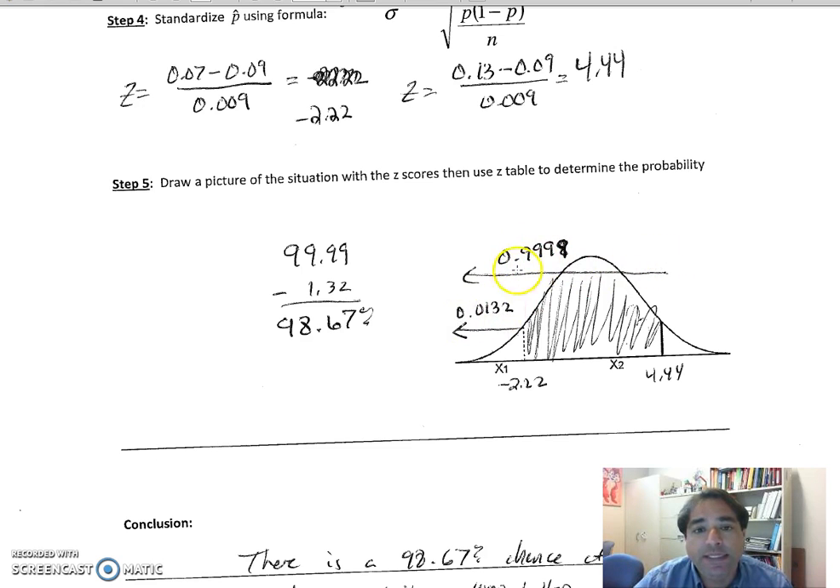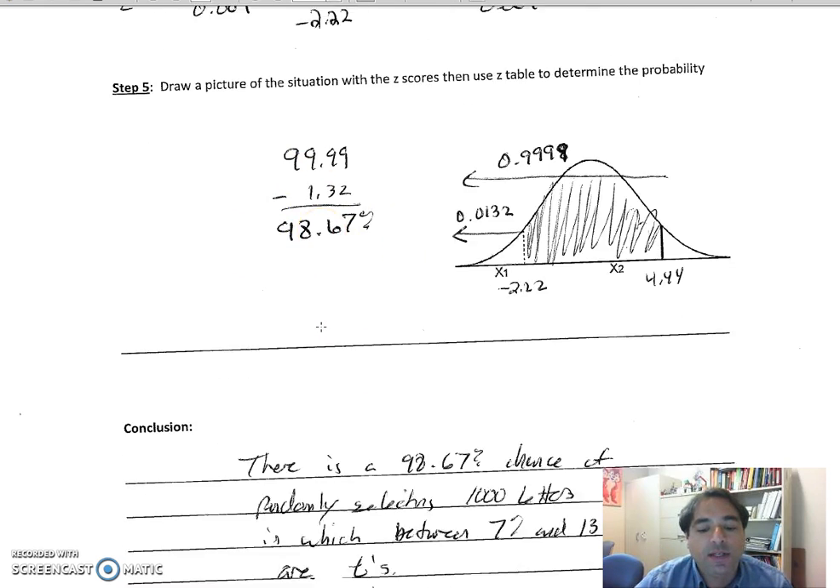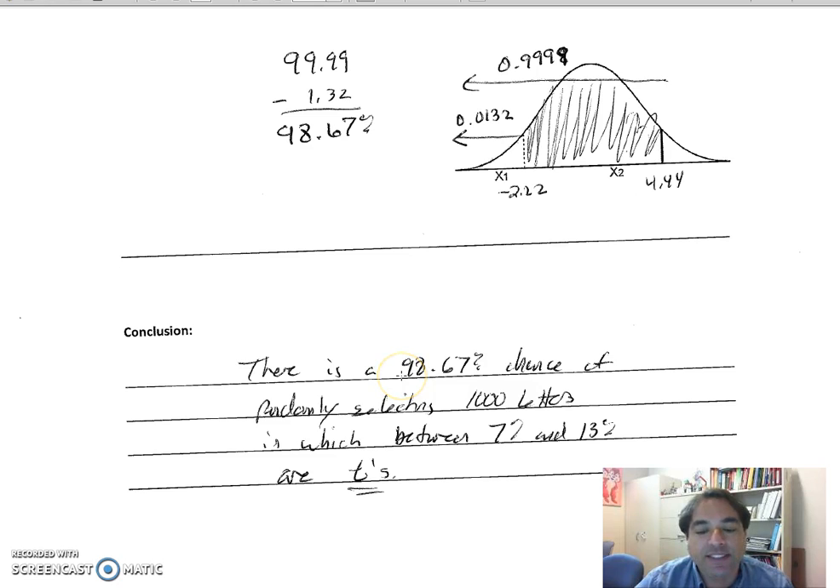We're looking for what's between, so we're subtracting 99.99% minus 1.32%, and we get 98.67%. But again, we're focusing on what this number means. The statement is, there is a 98.67% chance of randomly selecting 1,000 letters in which between 7% and 13% are the letter T's. Now, we shouldn't be surprised by this answer because the population proportion is 9%. So the chance of getting between 7 and 13 is very likely. How likely? 98.67%. Okay, let's try another one.